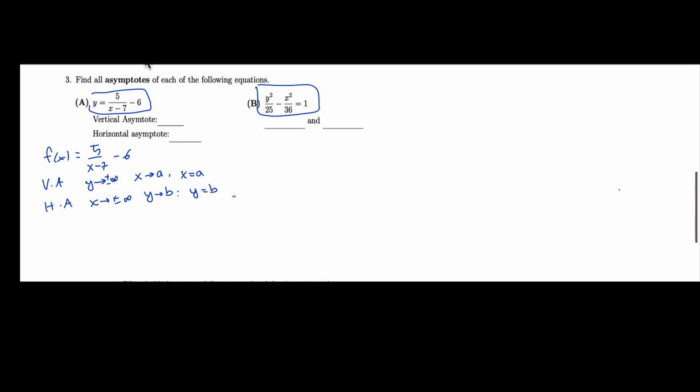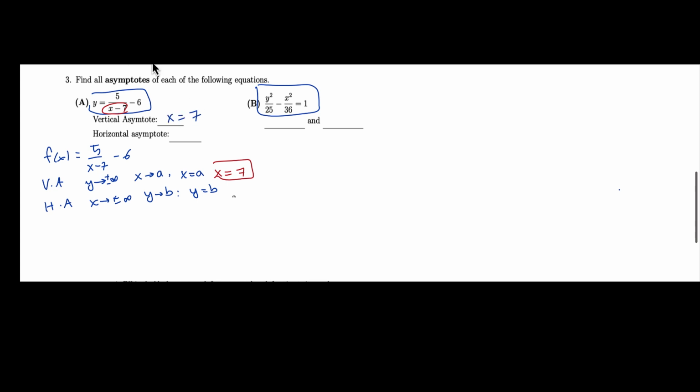Now let's go back to our own function. Here, as x approaches 7, the denominator gets smaller and smaller, so the entire function gets bigger and bigger, either in a positive direction or a negative direction. So the absolute value of the function gets bigger and bigger. And so this is telling me that x equal to 7 is a vertical asymptote. So I'm going to put in x equal to 7.